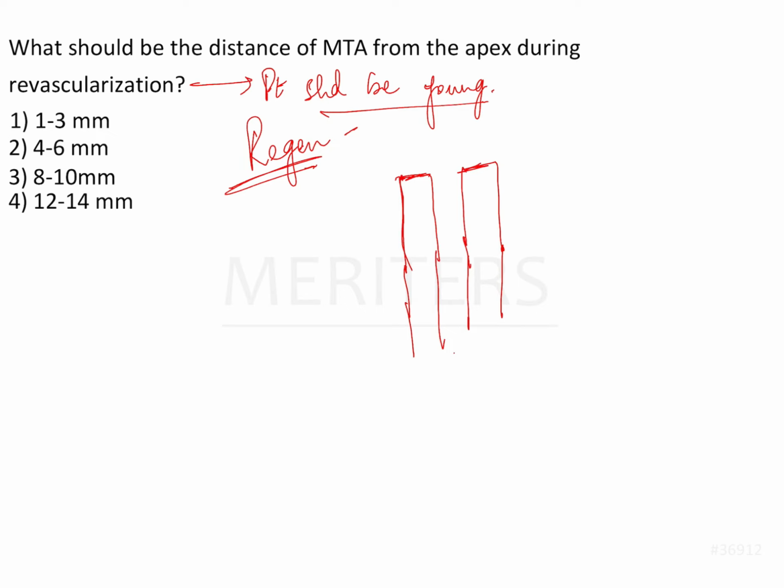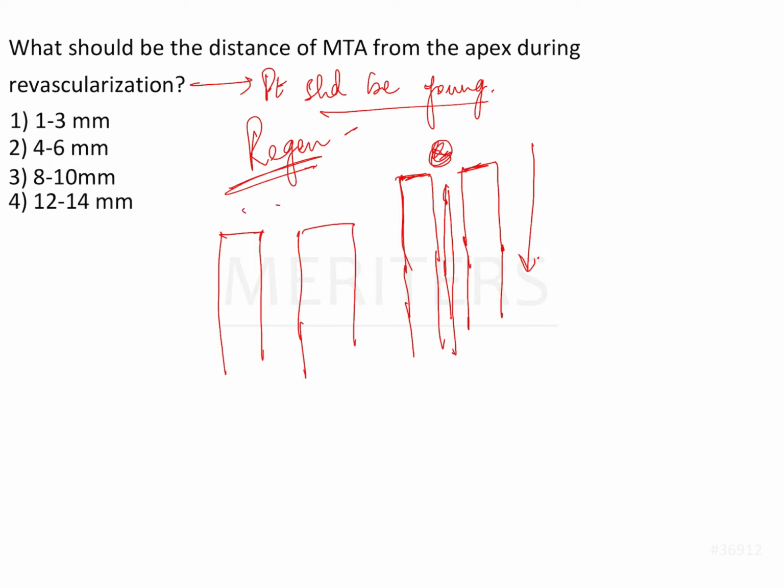In such patients, what you can do is take a file, irritate the periapical tissues through the file, and then induce bleeding into the canal. So in this situation, you have induced bleeding and there is blood flowing in from the periapical tissues into the canal all the way up to the pulp chamber. This is what is revascularization.